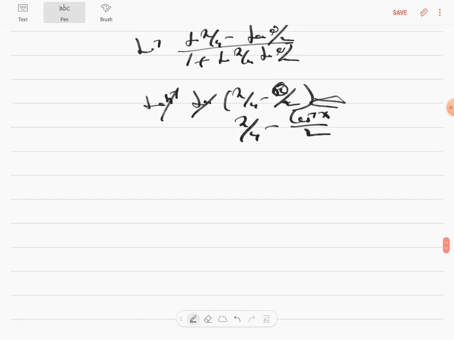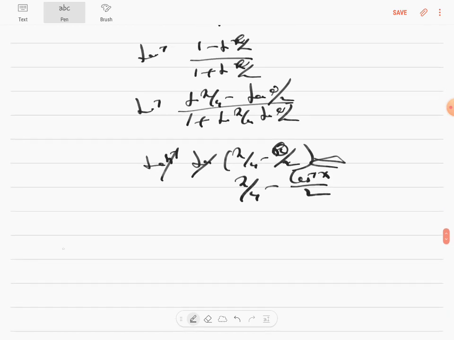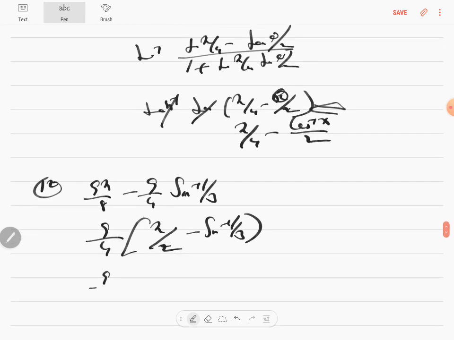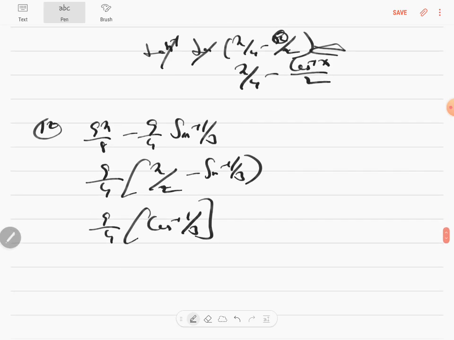The 12th question is 9 pi by 8 minus 9 by 4 into sine inverse of 1 by 3. In this you can take 9 by 4 common, you will get pi by 2 minus sine inverse of 1 by 3. Pi by 2 minus sine inverse 1 by 3 itself is cos inverse of 1 by 3 using identities. But to prove that answer, you have to prove it as sine inverse.